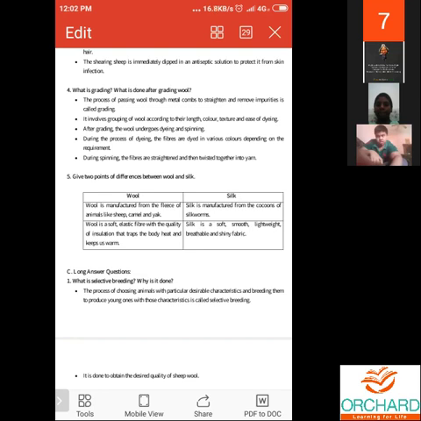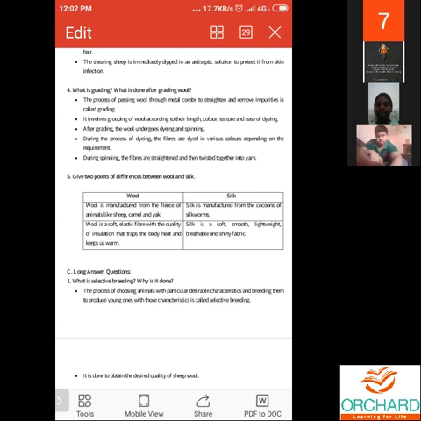So, difference between wool and silk. Wool is manufactured from the fleece of animals like sheep, camel, yak. Silk is manufactured from the cocoons of silkworms. Different types of silkworms are used during sericulture to obtain different types of silk. Very common domesticated silkworm is Bombyx mori. And mostly the best silk is obtained from the silkworms which feed on mulberry leaves.